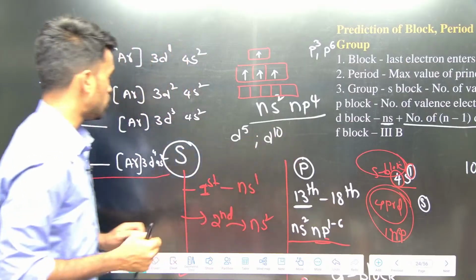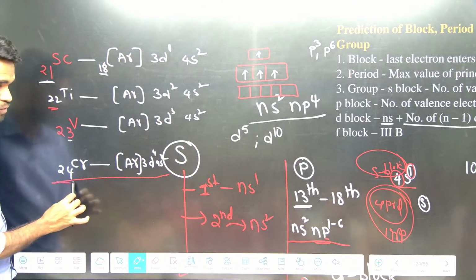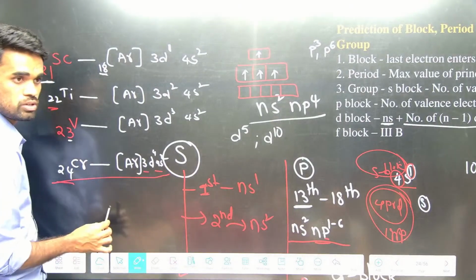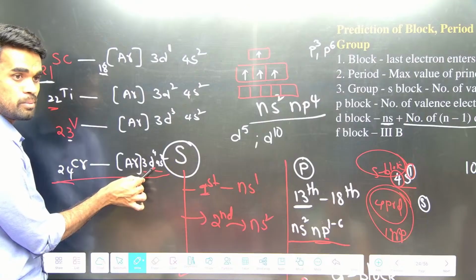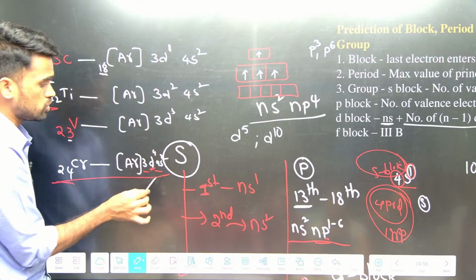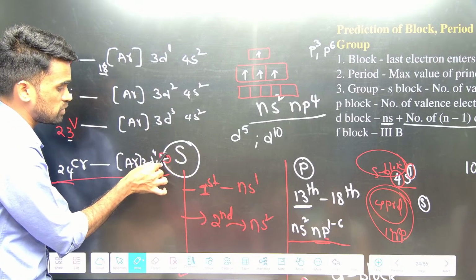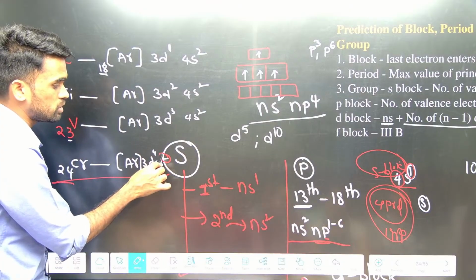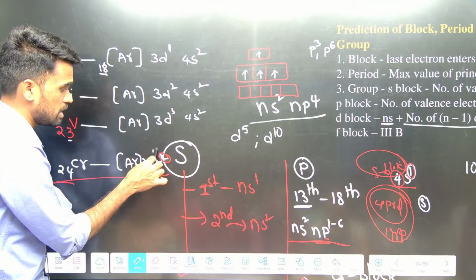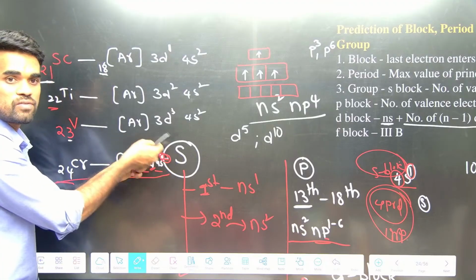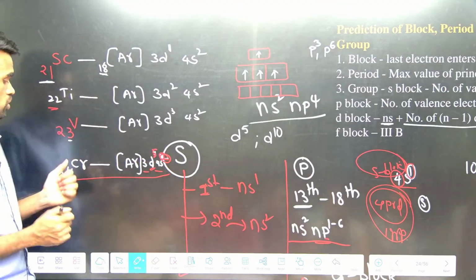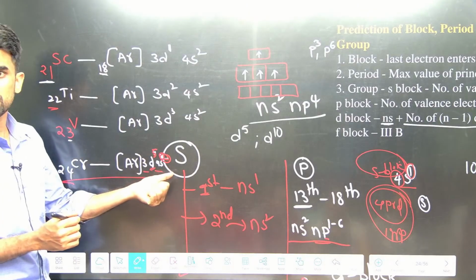So now if you observe, chromium is 24. If I write 3d4 4s2, here if I give one more electron to the d orbital, it becomes half filled. So that's why the electronic configuration changes: instead of writing 3d4 4s2, I can write 3d5 4s1. I am just exchanging an electron from s to d. So now, chromium's valence electronic configuration.